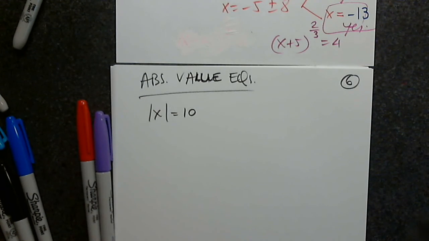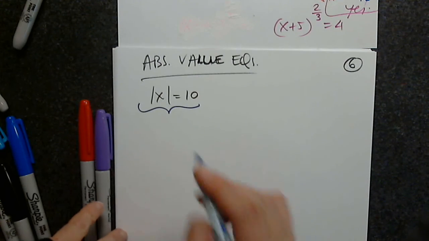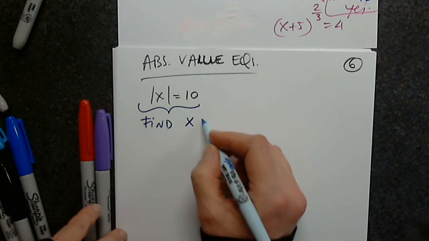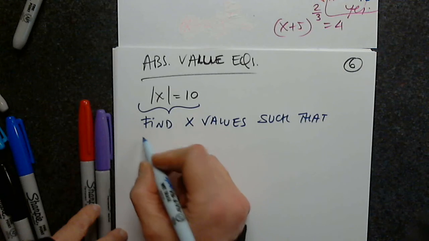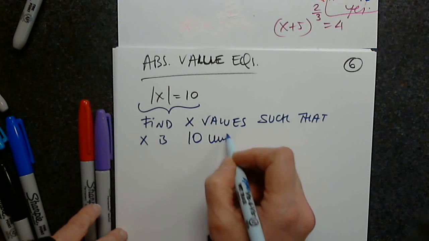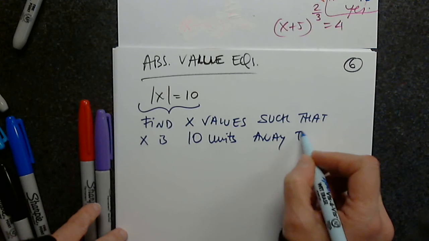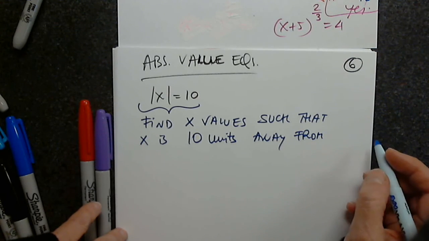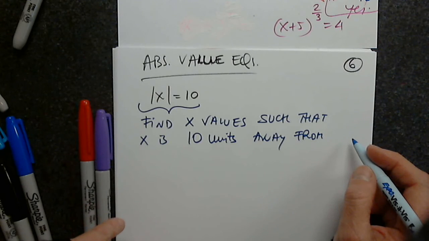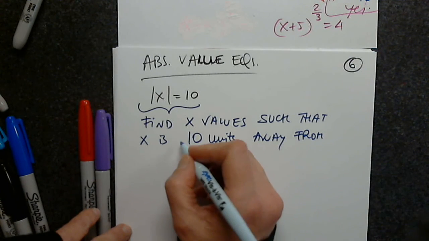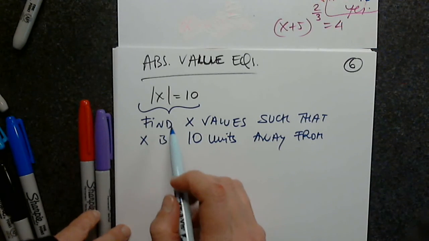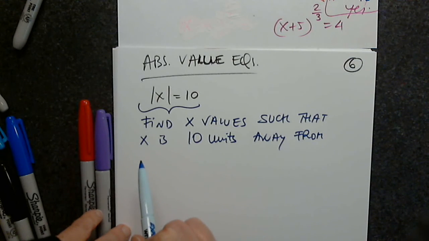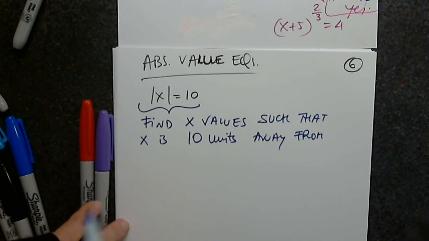What does this say? It really says find x values such that x is 10 units away from 0. Let me rephrase it. Find x value such that the distance between x and 0 is 10 units.